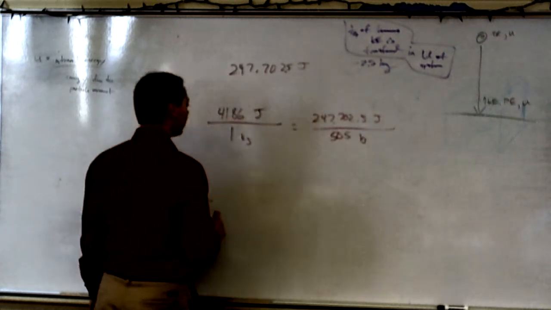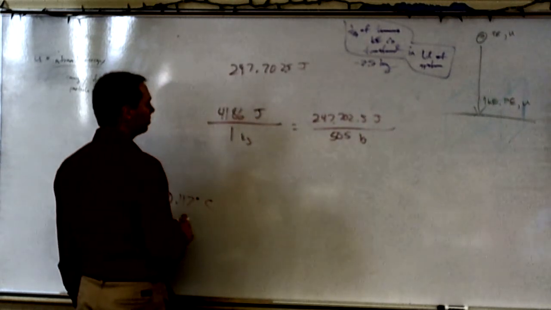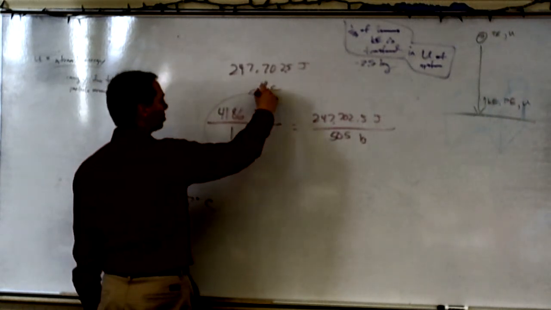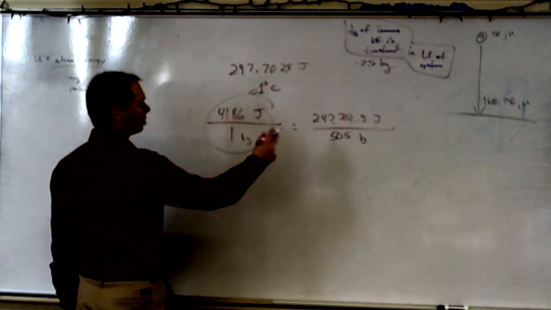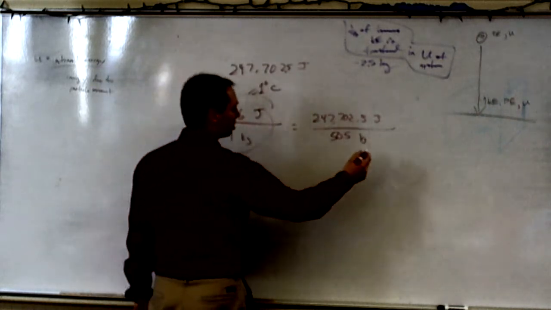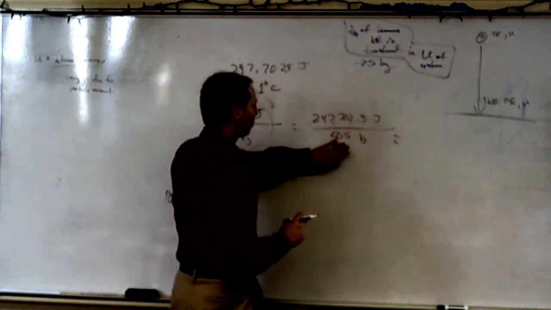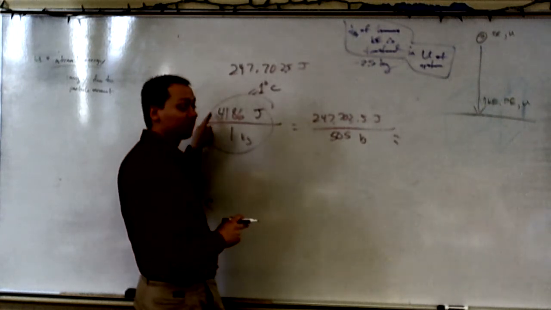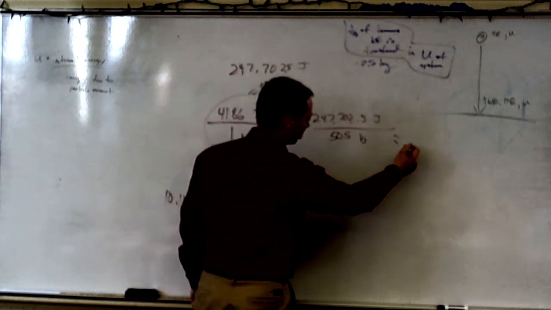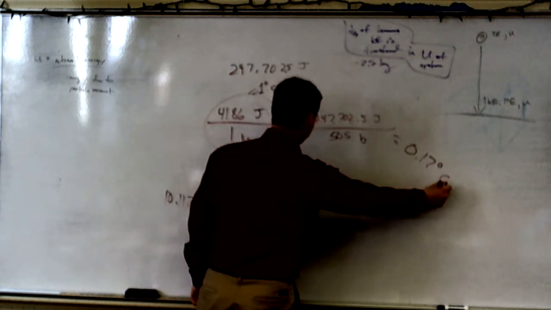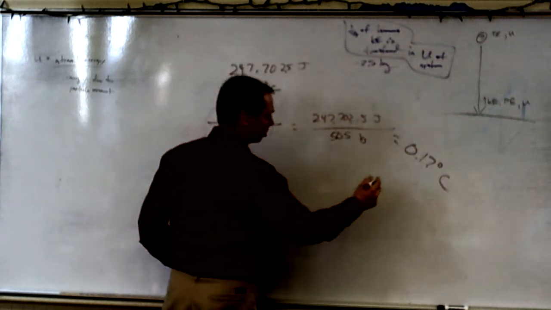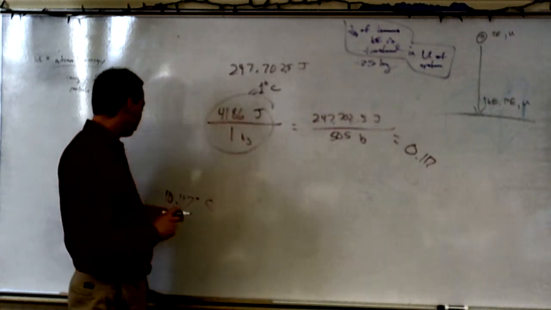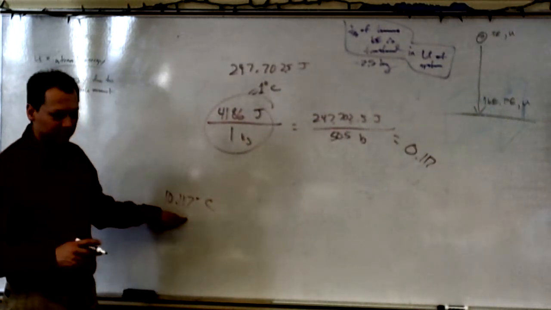Meaning that this results in a change of this many joules over 505 kilograms, which isn't nearly as many joules. Not every kilogram gets 4186 joules, so it's not going to do much. 0.117 degrees Celsius, that's how much that changes it. Therefore, if the initial temperature was 10, the final temperature is 10.117.